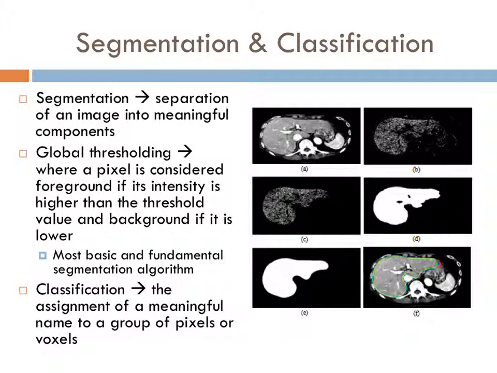Segmentation is the separation of an image into meaningful components. This usually refers to a certain anatomic structure or disease process. Global thresholding is where a pixel is considered foreground if its intensity is higher than the threshold value, and background if it is lower. This is the most basic and fundamental segmentation algorithm. Then there's classification, which is the assignment of a meaningful name to a group of pixels or values. This picture right here is just an example of liver segmentation using the thresholding technique.